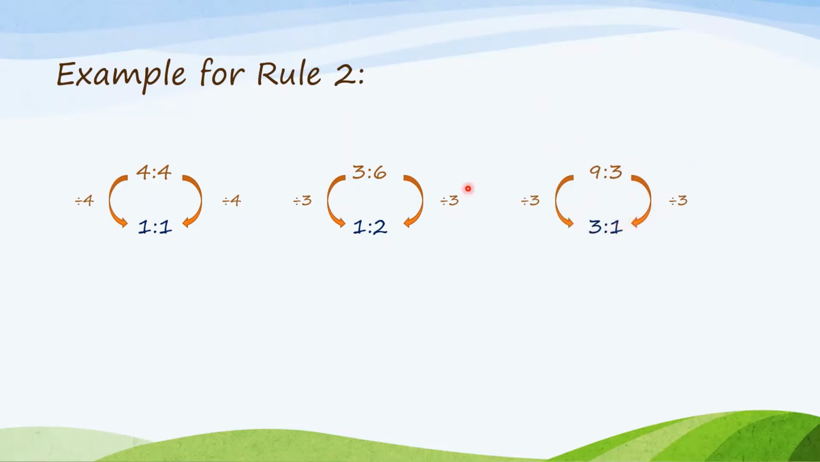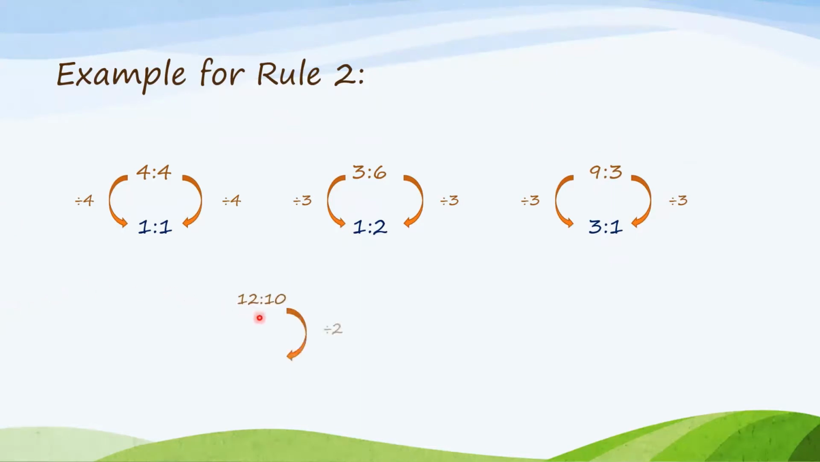Now you may be wondering, for 4:4, why can I not divide it by 2? Why must I divide by 4? It is to simplify the ratio to the furthest point, so that it will make the question much easier for us.